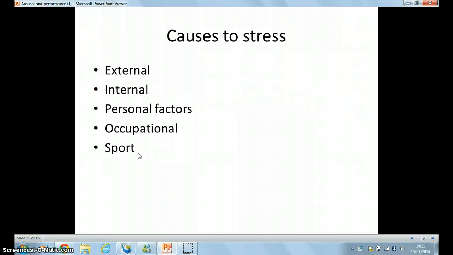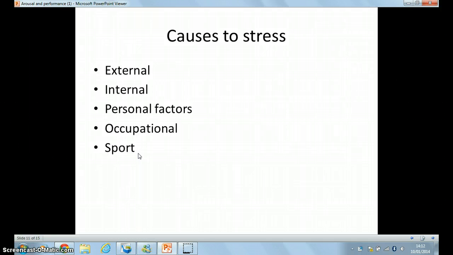Different things that can cause stress are as follows. The first one is external. These can be the things within our surroundings and relating to sport. It could be your opponent that is better than you and you know they are going to beat you, so you have the stress. Or you can get stress from the crowd, if you are playing badly and the crowd get on your back, and so this causes you stress.